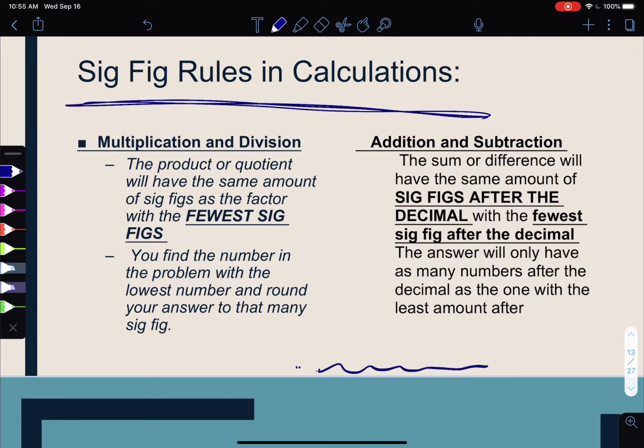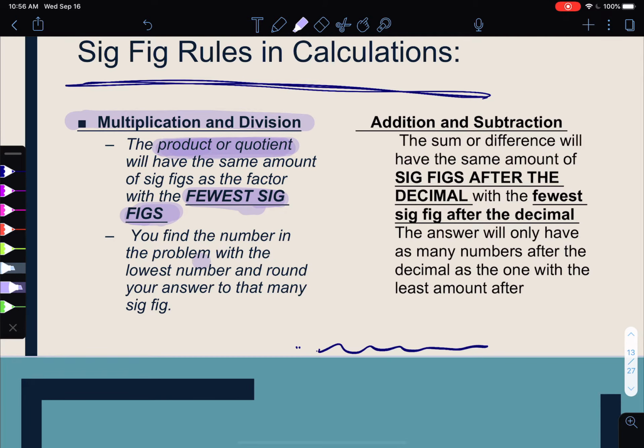So there are different rules. For multiplication and division, you're going to look at the pieces that have been multiplied together. Whichever one has the fewest number of sig figs, your product or quotient will have that same number of sig figs. So you will find the number in the problem with the lowest number and round your answer to that many sig figs. Okay?